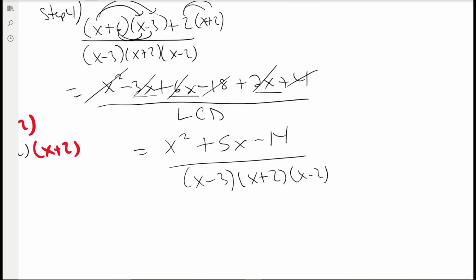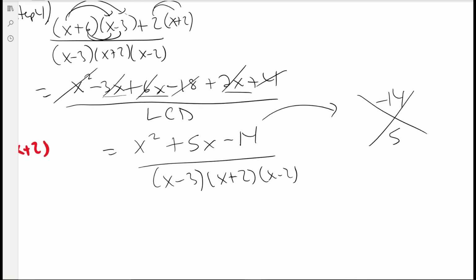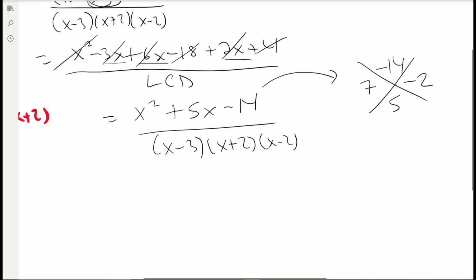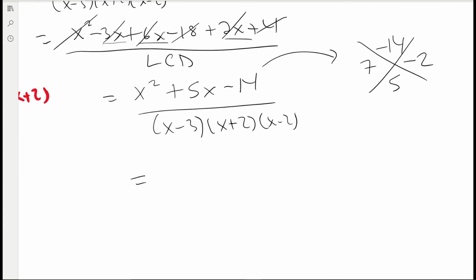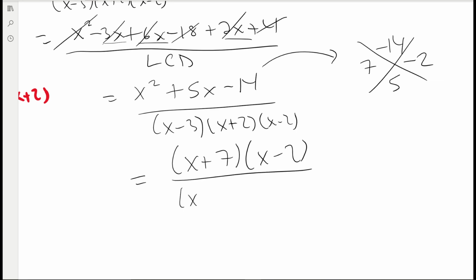And then we got to see if the numerator factors. So we got x squared plus 5x minus 14, which, sneakily enough, does factor. This is why you need to check, just to be safe. Negative 14 factors into 7 and negative 2, which is very sneaky here. So because it factors, it's going to change the problem slightly. So x squared plus 5x minus 14 is going to factor into x plus 7 and x minus 2, over x minus 3, x plus 2, x minus 2.